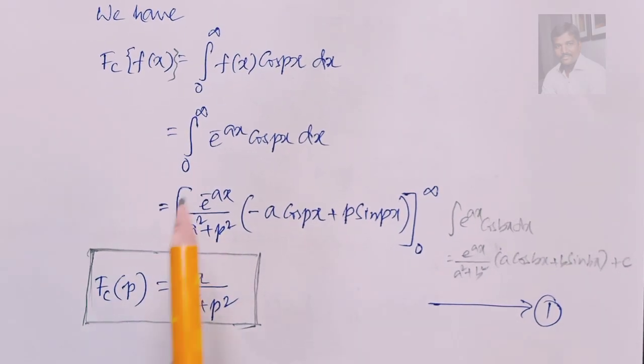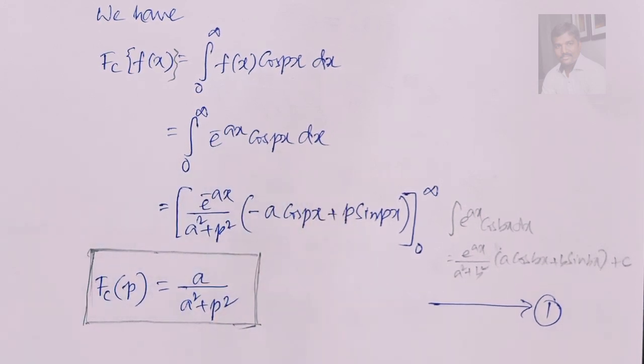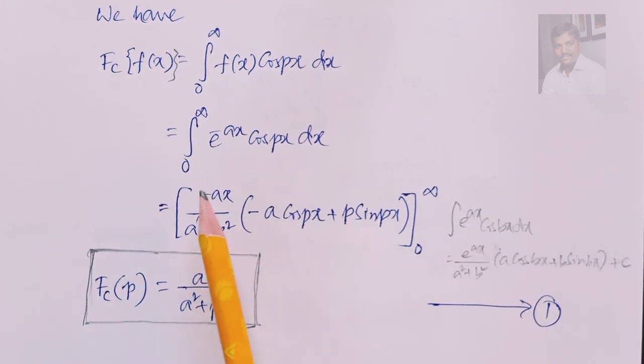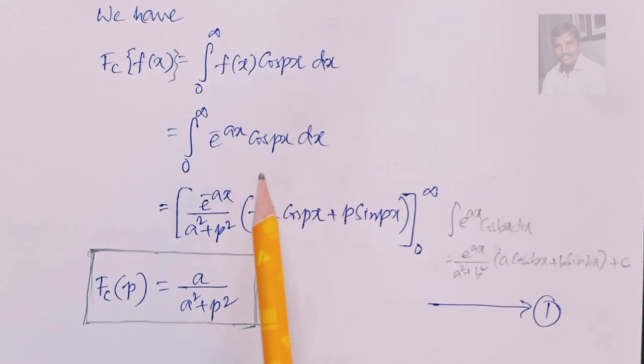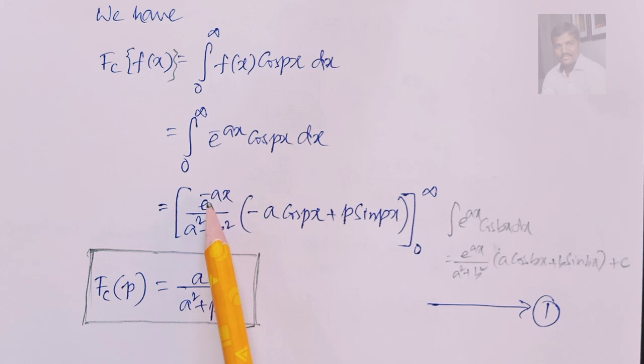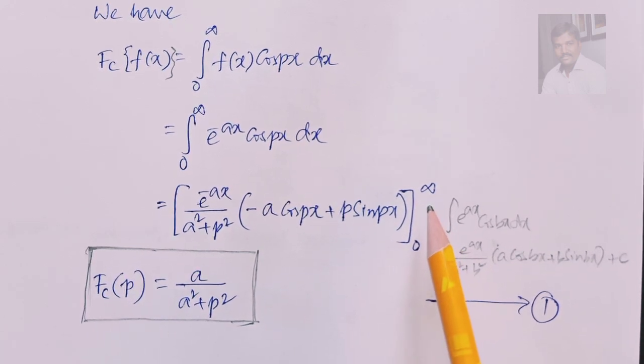Now this is the formula we apply here. You can see here e^(-ax) into cos px dx, and when you compare with this formula, here a is equal to minus a and b is equal to p. Applying this formula, we get e^(-ax) by (a² + p²) into (-a cos px + p sin px), with the limits from 0 to infinity.